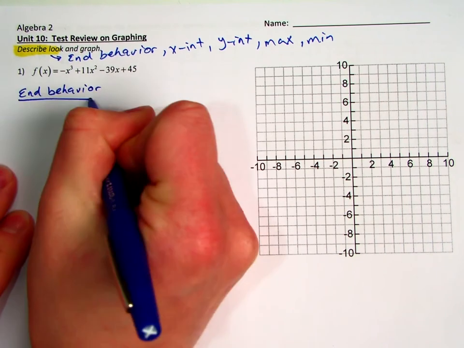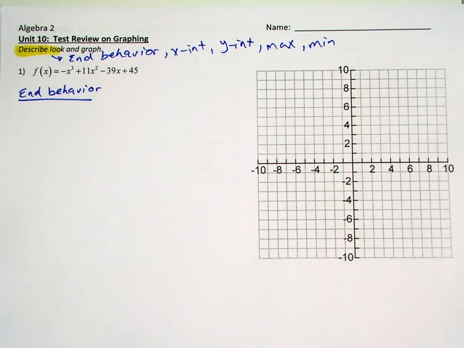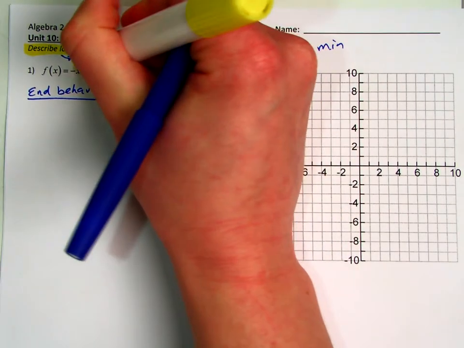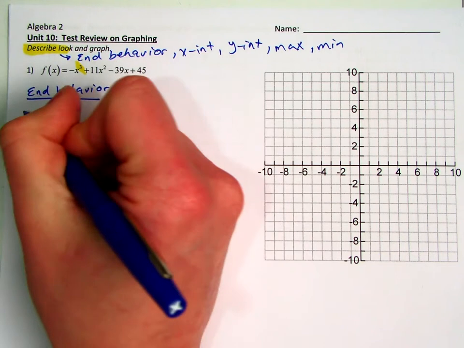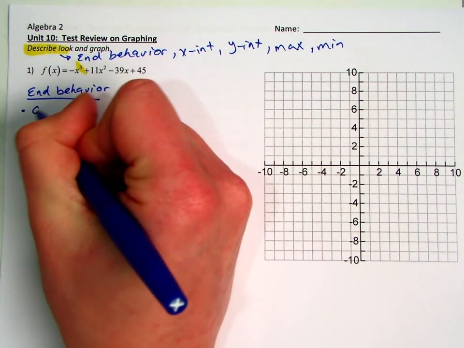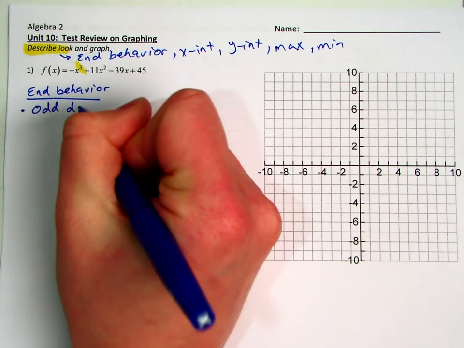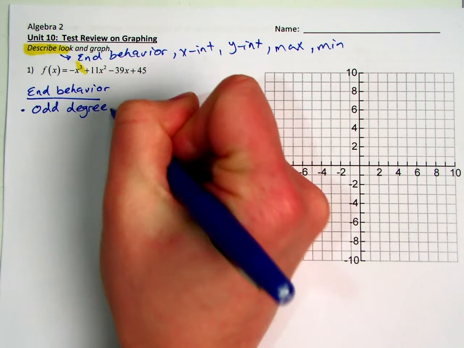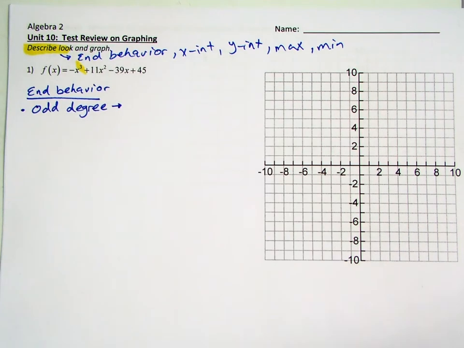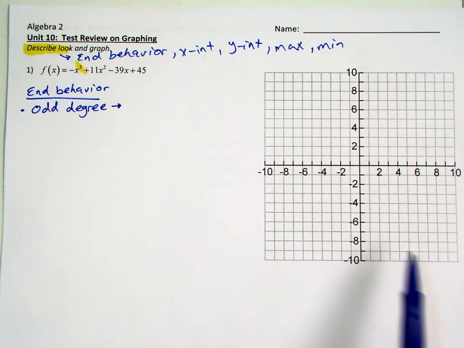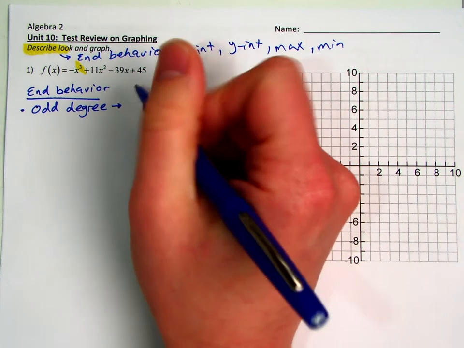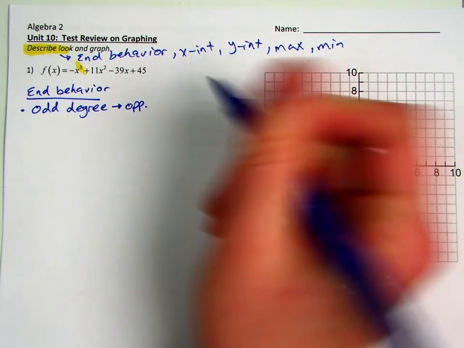Remember that in order to describe what's happening at the end behavior, we look at two different things. The first thing that we look at is the exponent. In this case, our exponent is 3, or our degree is 3. So since we have an odd degree, that means that the end behavior is going to be in two different directions. One end will go up, one end will go down. Okay, so opposite directions.